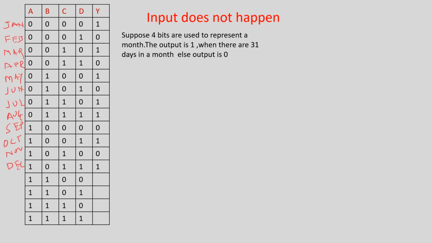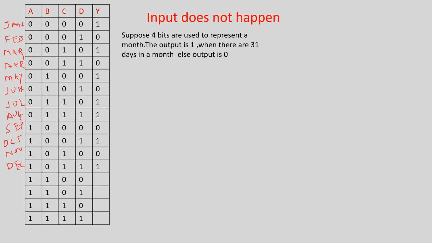This is the month January to December. January input combination is 0000, output is 1 because there are 31 days in a month. February 0001, output is 0 because there are 30 days in a month.